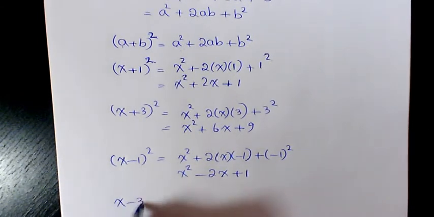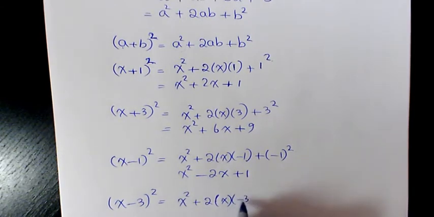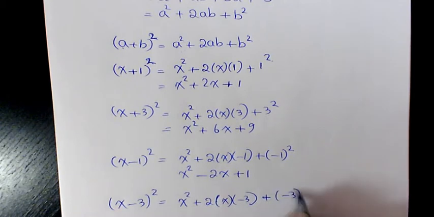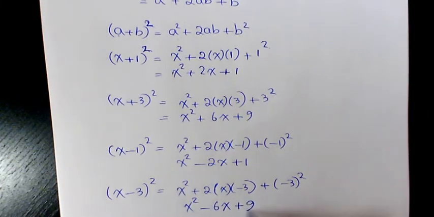What about x minus 3 to the power of 2? It's going to be x squared plus 2 times x times negative 3 plus negative 3 to the power of 2. So when we simplify that, x squared, 2 times negative 3, negative 6x, plus negative 3 to the power of 2, negative 3 times negative 3, is going to be positive 9. So that's x squared minus 6x plus 9. So that's how we find perfect square trinomial.